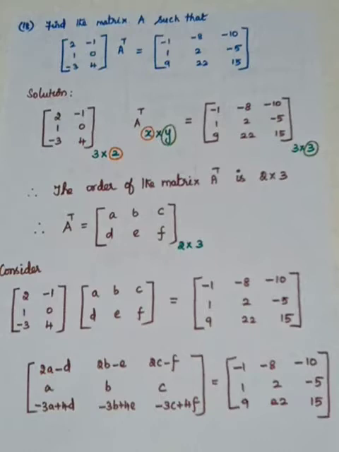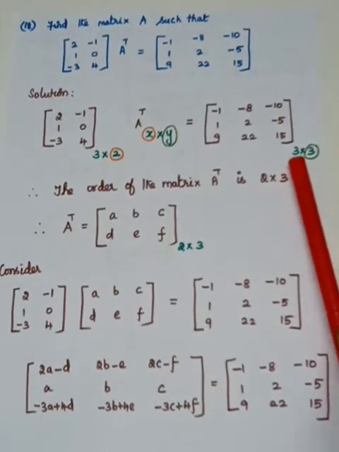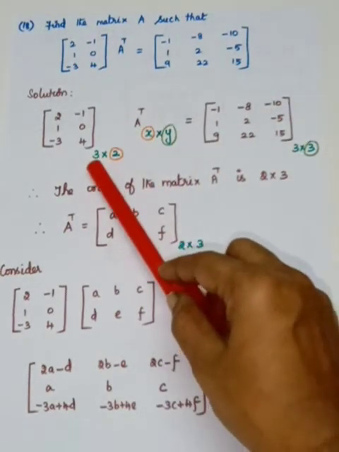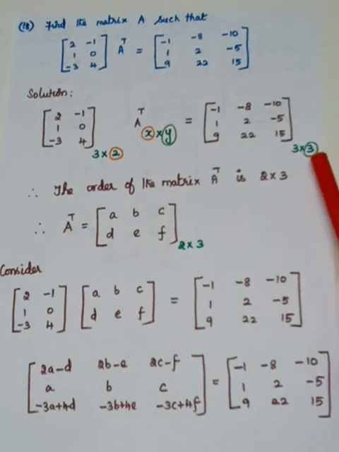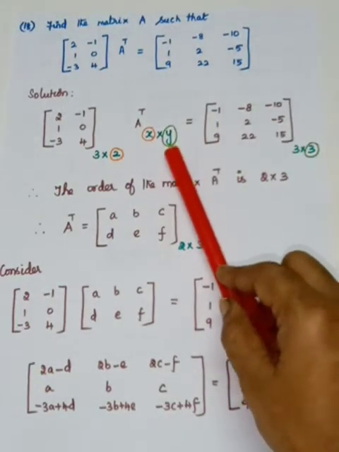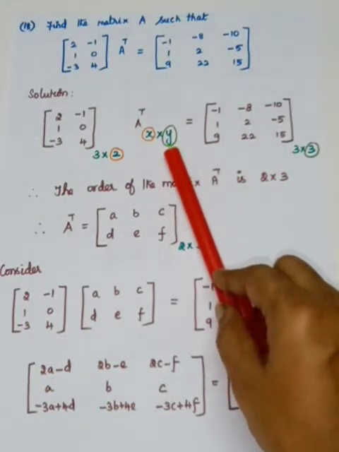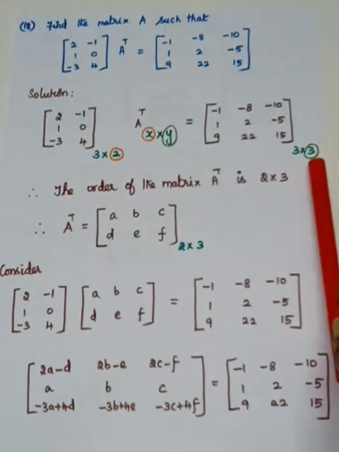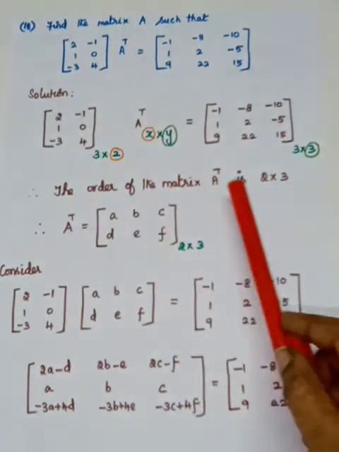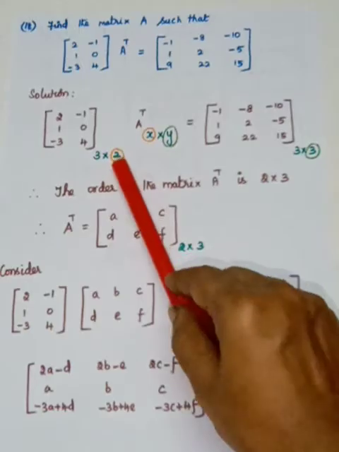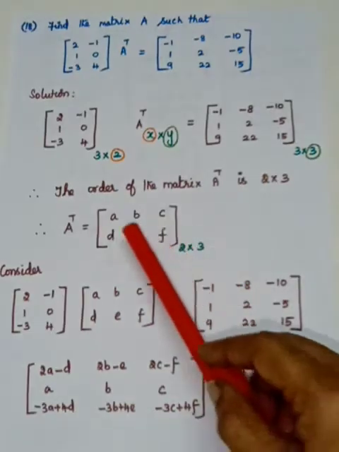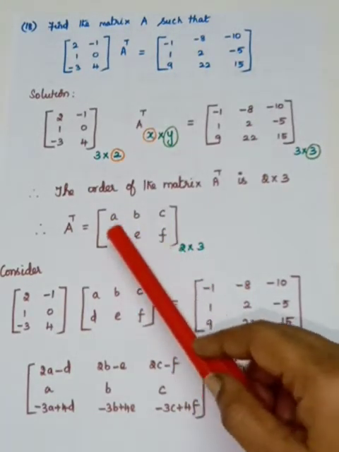So the resultant matrix: the number of rows of the resultant matrix should be the rows of the first matrix. And the number of columns of the resultant matrix should be equal to the number of columns of the second matrix. So here your y should be equal to 3. A transpose has order 2 by 3. It has 2 rows and 3 columns.